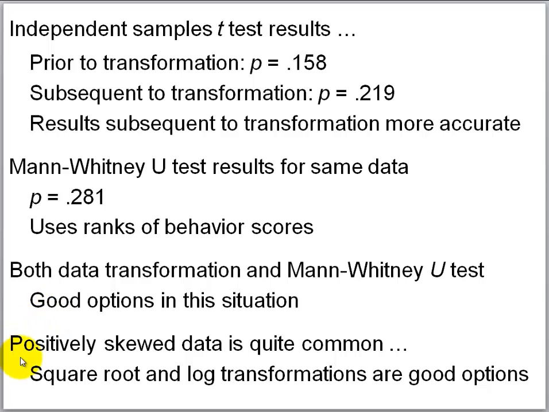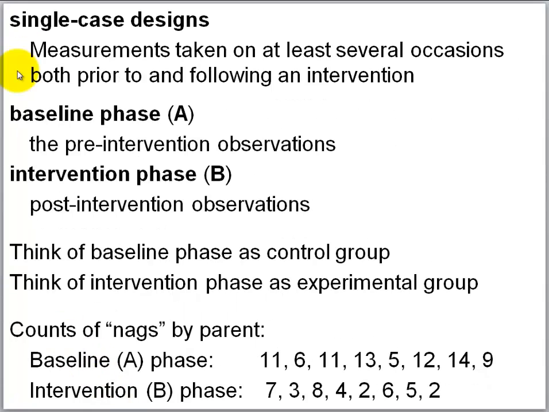I note that it's much more common to encounter positively skewed data than negatively skewed data, and square root and log transformations are often good options to reduce the skew of positively skewed data and therefore render these distributions closer to normal in shape. We want to talk a little bit about single case designs.